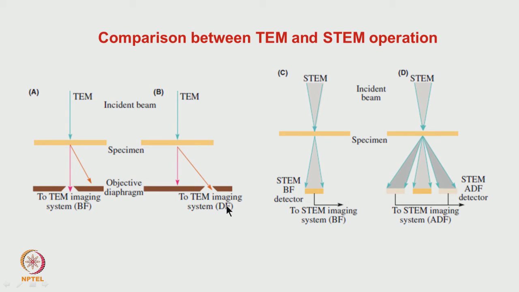But when we come to the dark field image, we are using only a specific diffraction spot, because of which we find that the intensity of the dark field image could be very small, whereas in the case of a scanning transmission operation, okay, the dark field image collects diffraction oriented making a particular angle, okay, a particular solid angle is always collected, and because of which the contrast is much better.